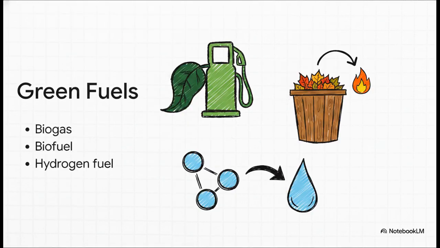Because of those physical consequences, scientists and engineers are currently racing to develop eco-friendly alternatives, often called green fuels. The major areas of focus right now include biogas, which is formed from decaying organic matter, biofuels derived directly from agriculture, and hydrogen fuel. Hydrogen is particularly interesting because it's designed to provide massive amounts of energy while emitting absolutely nothing but pure water vapor. These options really represent the next generation of global energy.